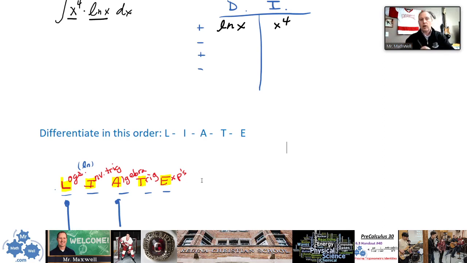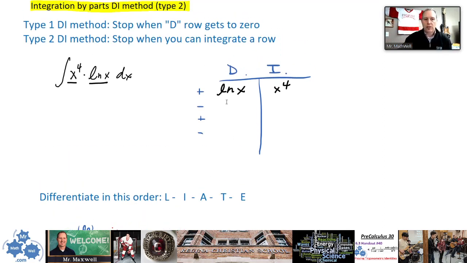Okay, so here we go, we got LIATE. Now we know which one we should differentiate, which one we should integrate. And so type 2, okay, so type 2, stop when you can integrate a row, okay? So if we differentiate here, it's going to be a while before I get to 0, maybe never get to 0, but I'm going to keep my eye on the rows that I make, and pretty soon you're going to see that we're going to be able to simplify a row, and it's going to look really easy.